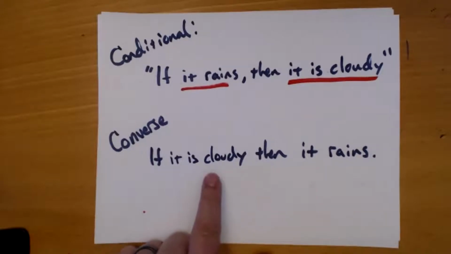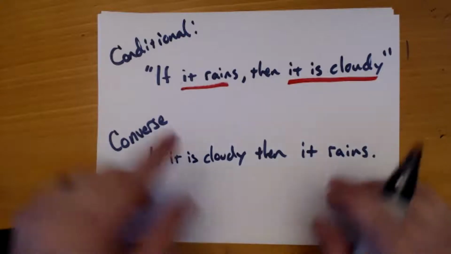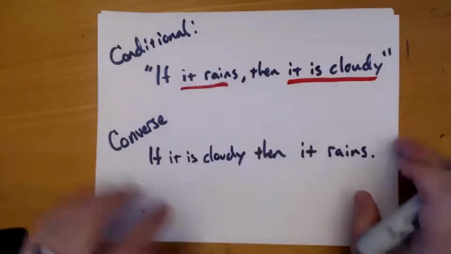But think about it. Just because it's cloudy, does that mean that it's raining? No, you can have a cloudy day and not have it rain. Absolutely. So the whole idea is all you do is change the order. Take it and flip it. Okay.